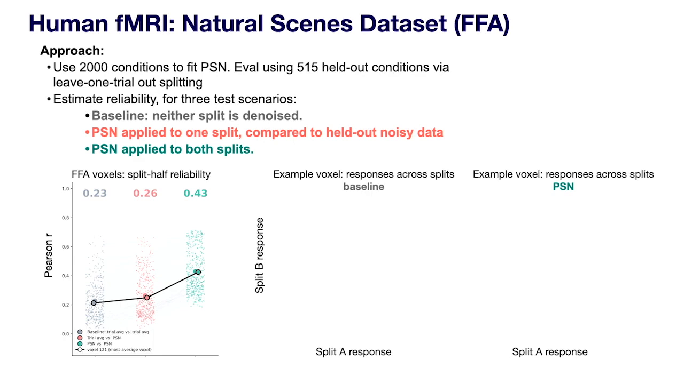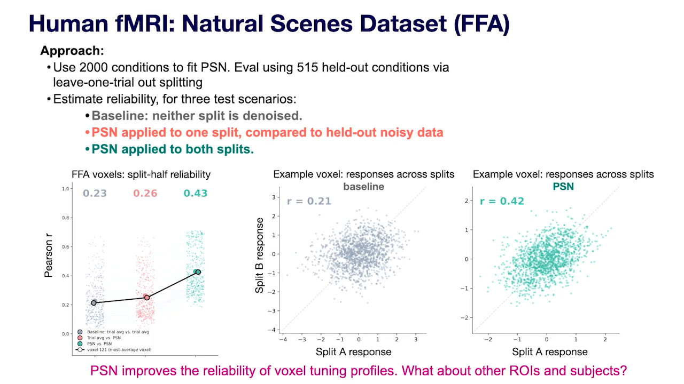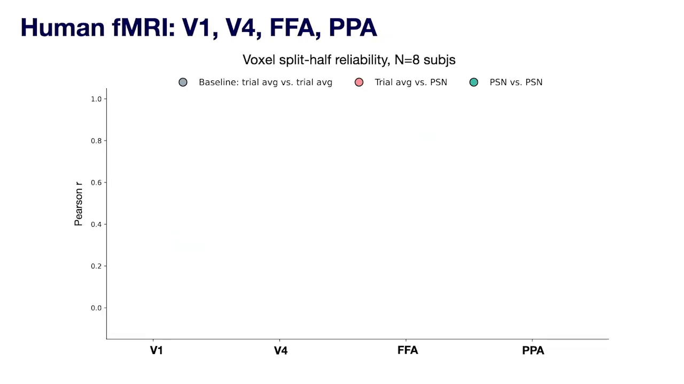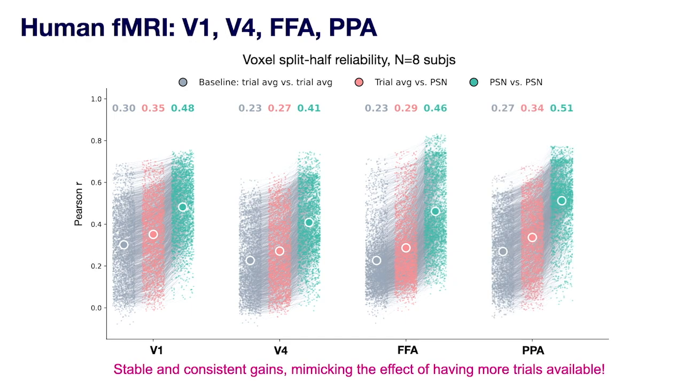And then we can look at what that increased similarity looks like just for an example voxel in the pool, comparing baseline to PSN, and we can see how the signal estimates tighten around the diagonal and become more consistent. So PSN improves the reliability of voxel tuning profiles in this region, but what about other regions and subjects? Well, we can now look at how that changes across all 8 subjects and 4 ROIs, V1, V4, FFA, and PPA, and we find stable and consistent gains across the board. Intuitively, these benefits kind of mimic the effect of having had more trials available to average out the noise.